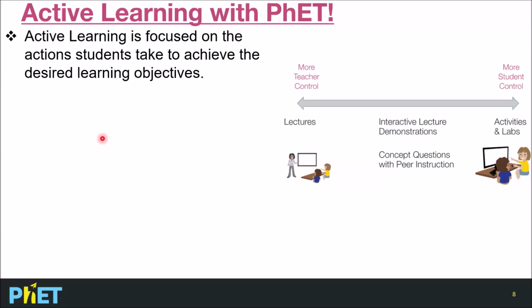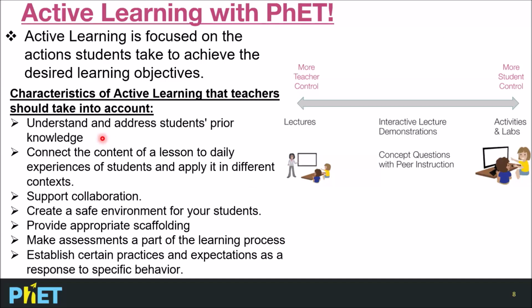Now, let's look at the characteristics of active learning that we as teachers should take note of for us to be able to effectively engage our learners. Number one, we need to understand and address students' prior knowledge. Now, the beauty of active learning is this. It does not just classify every learner equally. No. It treats every learner uniquely. And that is why the prior knowledge of the learner is quite important in us engaging a learner effectively.